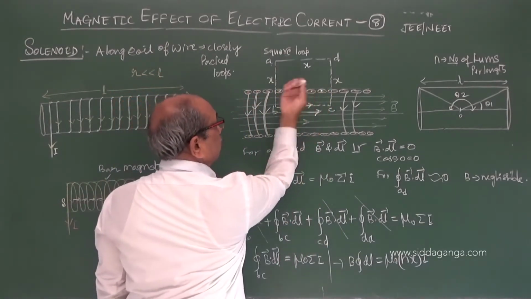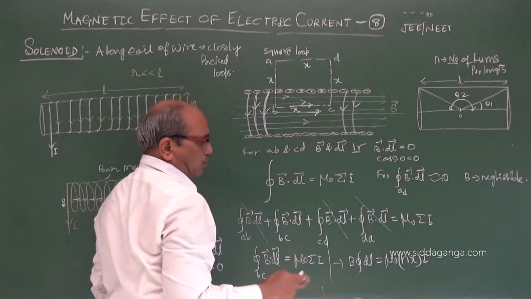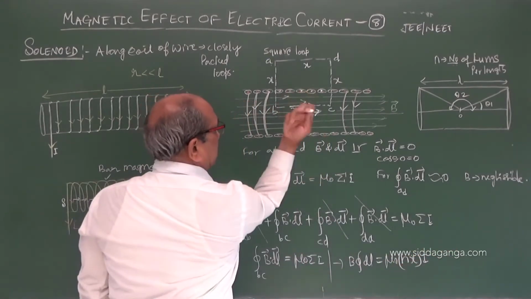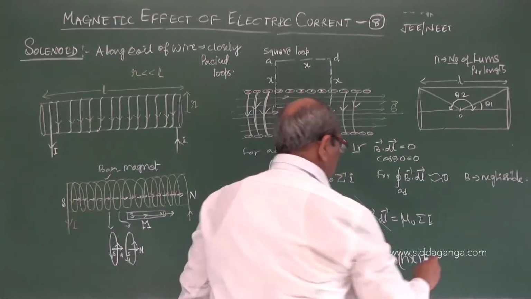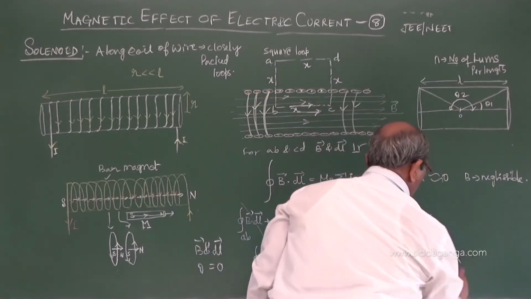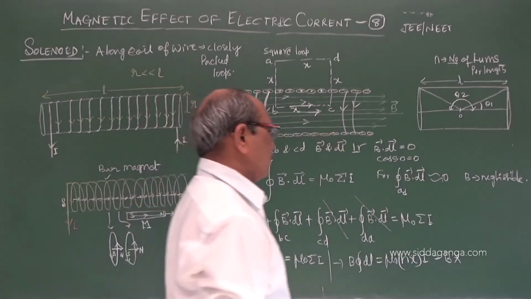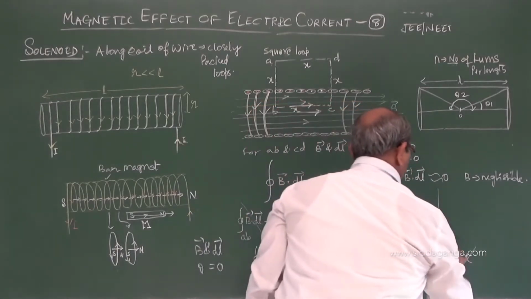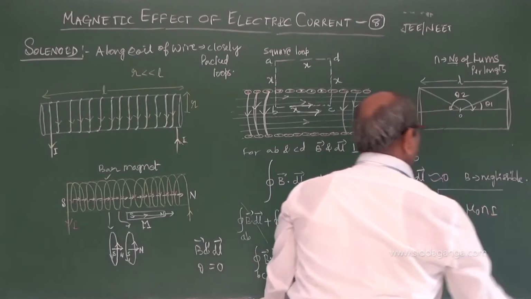How many turns cross this loop is length into N. N is the number of turns per unit length. I hope you have followed this. Nx into I. All are carrying the current in the same direction. And if I substitute for this B dot dl, B, magnetic field, into the length here, which is x, x cancels. What remained is B is equal to mu naught nI.